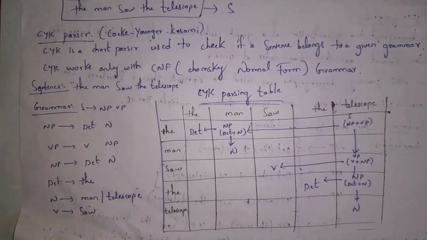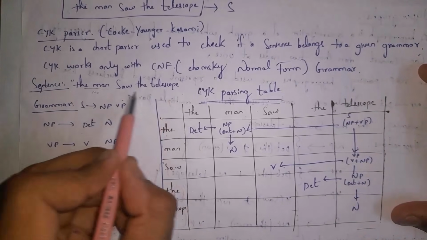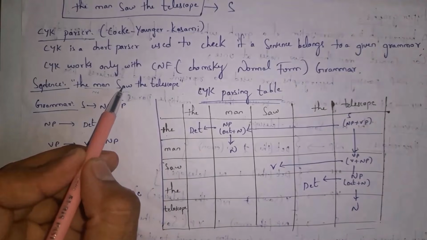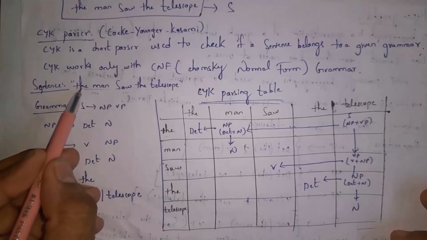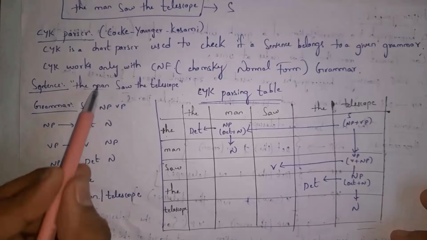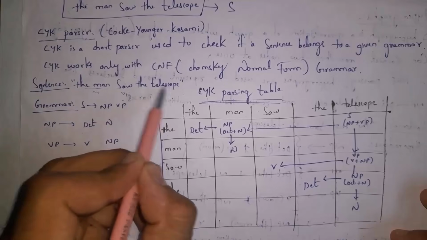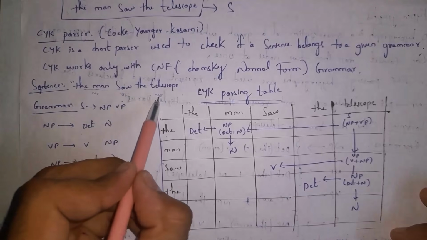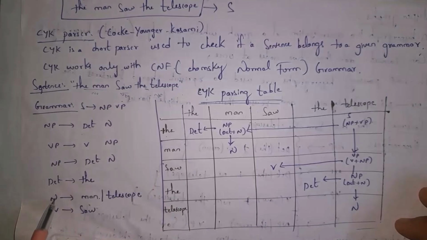For example, there is the sentence "The man saw the telescope." At first we need to find grammar rules. So the sentence contains two parts, one is noun phrase and the next one is verb phrase. From saw, the complete right side part comes under verb phrase. The noun phrase contains the man, where the is determinant and man is noun. The verb phrase contains verb, that is saw, and the telescope, a noun phrase. And again this noun phrase contains the, which is determinant, and telescope, which is noun.